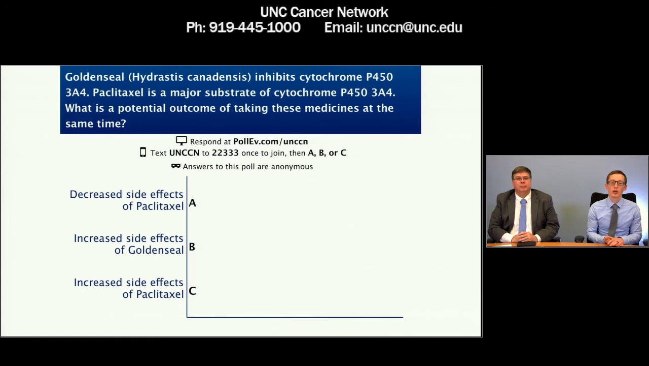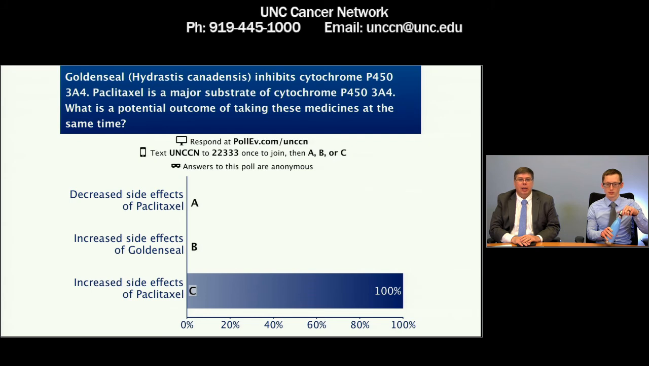Okay, so we are going to go into our second poll question. This question is about herb-drug interactions. It asks, goldenseal inhibits cytochrome P450-3A4, and paclitaxel is a major substrate of cytochrome P450-3A4. So what is a potential outcome of taking these medicines at the same time? I'll give you a few minutes to answer that. All right. We have decreased side effects of paclitaxel as A, increased side effects of goldenseal as B, and increased side effects of paclitaxel for C.